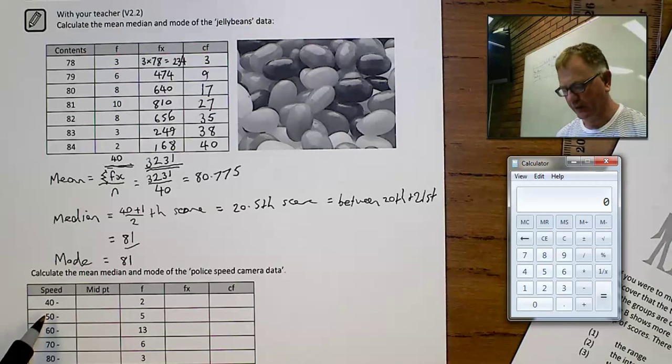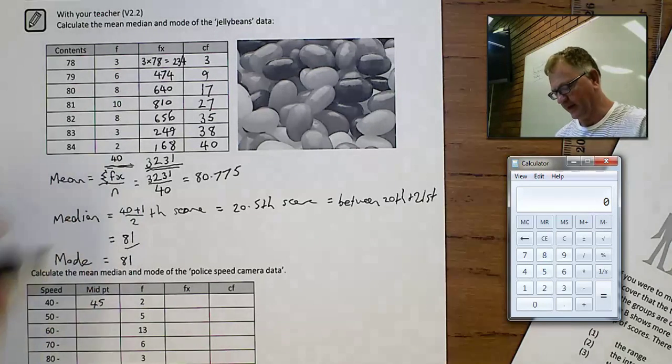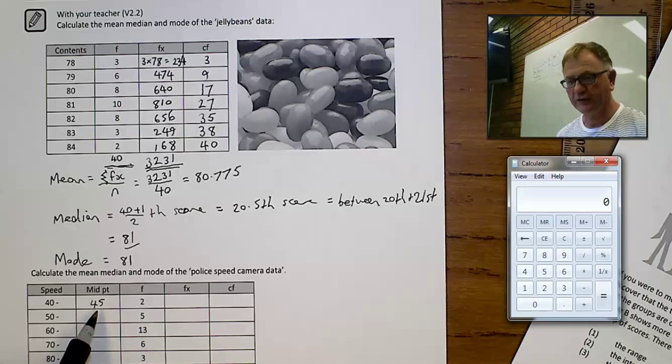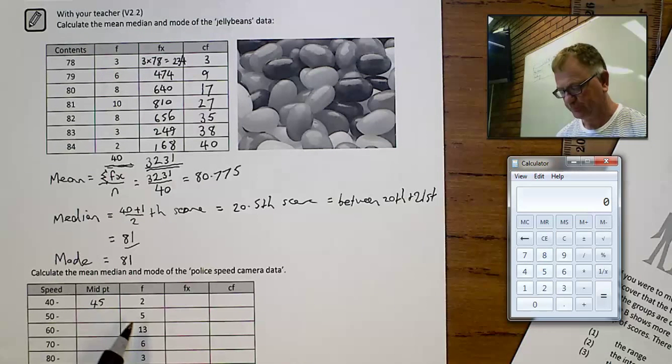So what I'm going to do is multiply the frequency by the middle of that group. In other words, it's a little bit like saying that these two people were both doing a speed of 45 kilometers an hour. Now I know that is making a bit of an assumption, and we have lost a little bit of accuracy in doing this, but the result that we come up with should be reasonably okay. We're saying that these 5 people were all doing a speed in the midpoint of this group.